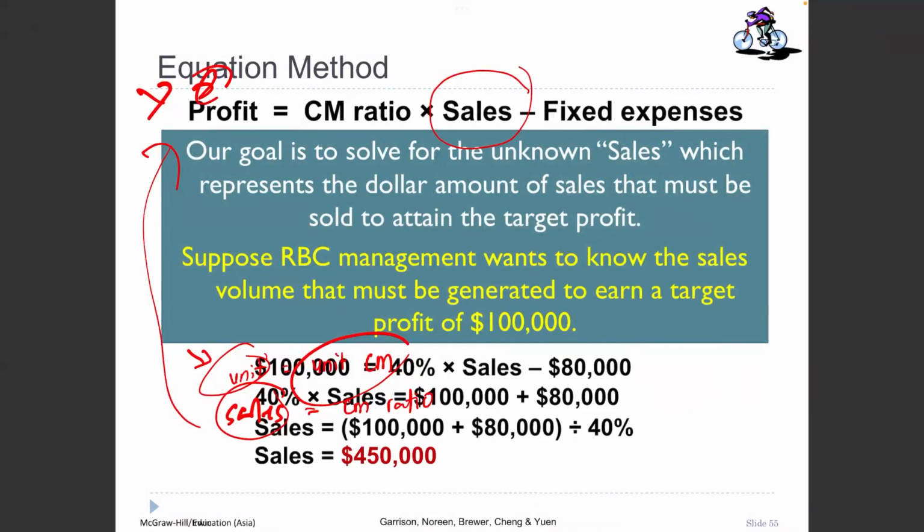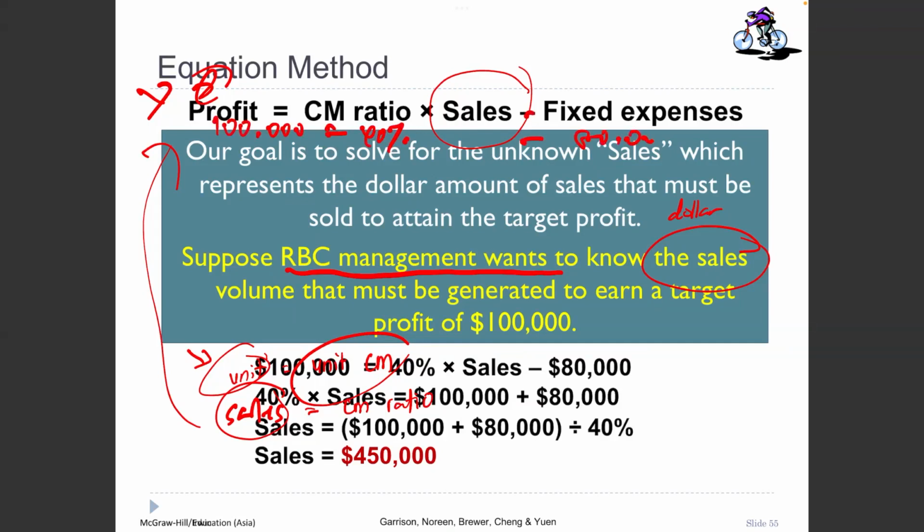So if the question is asking, let's say here, RBC management wants to know the sales volume that must be generated, the sales means this is a dollar. If the RBC management wants to know how much quantity needs to be sold, that means they are asking for the answer expressed in units. So here similarly, you just plug in all the information. This is 100,000 here. The CM ratio is 40% just now. Sales is what you do not know.